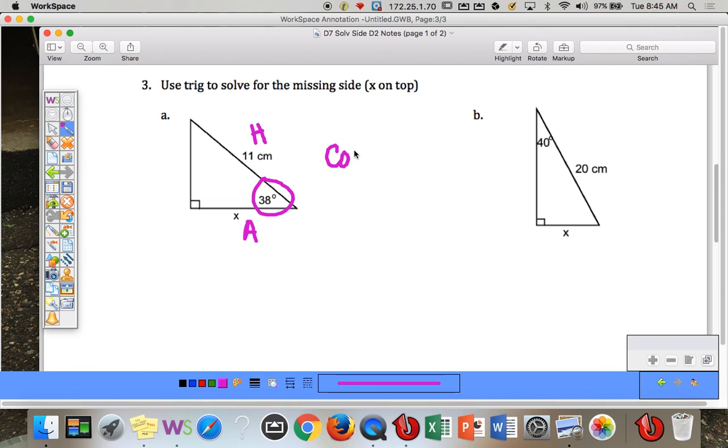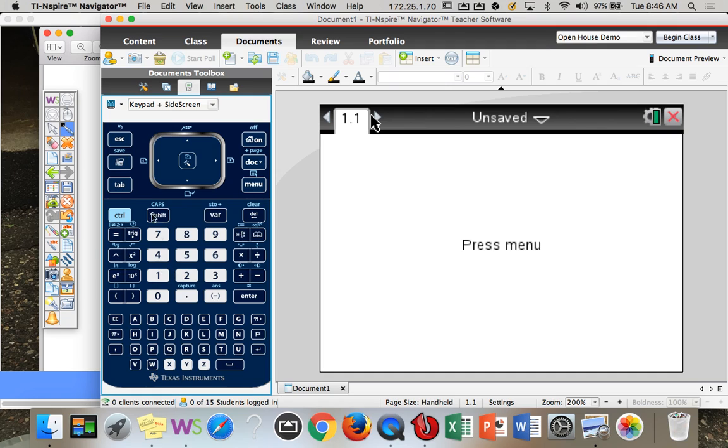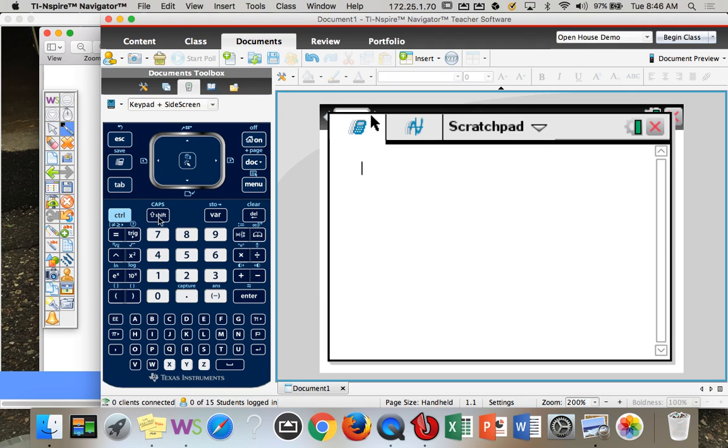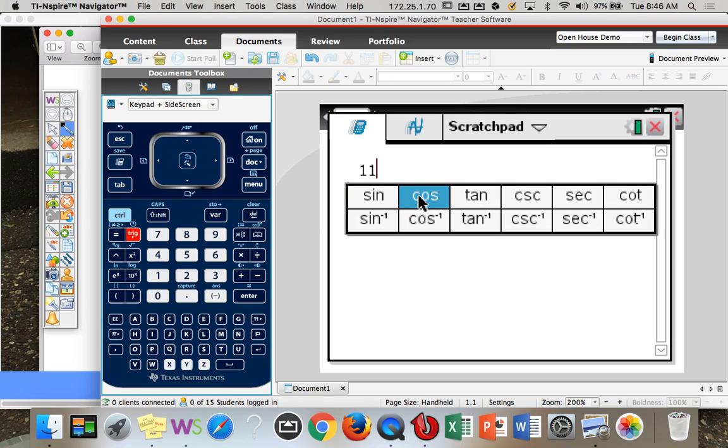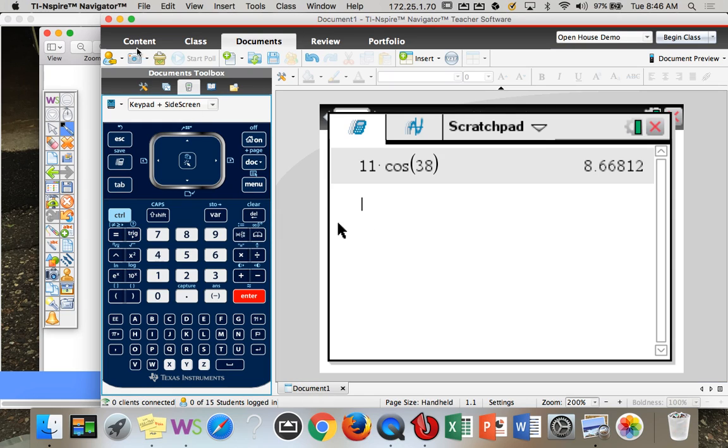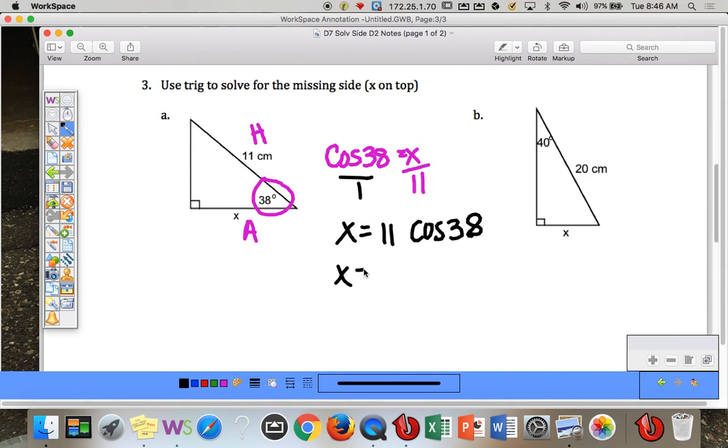So we're going to write cosine of 38 equals x over 11. Then we cross multiply and solve. Put a 1 under the cosine of 38 and cross multiply. We get x equals 11 times cosine of 38. Since x is by itself, we can just type this into our calculator. We have 11 and then cosine of 38, and we get 8.66, which I'll round to about 8.7. Since it's a leg, it should be smaller than your hypotenuse, and it is. All right, let's try the next one.